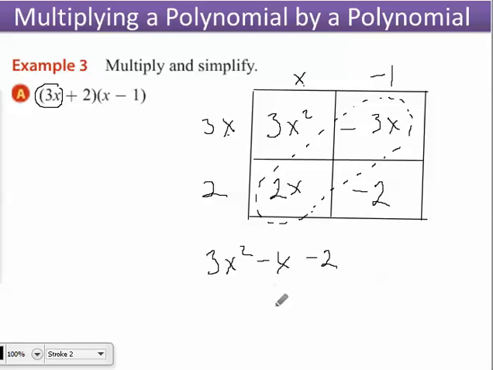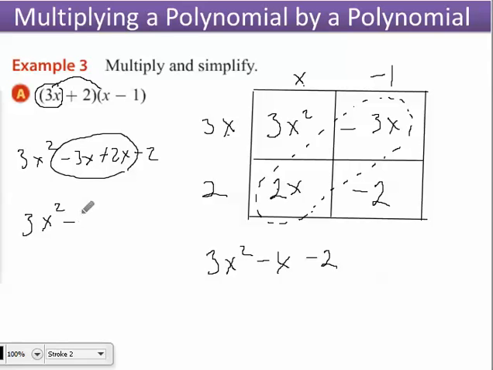Ta-da. Now, if you want to check this by doing FOIL, you're welcome to do so. 3x times x gives me a 3x squared. 3x times minus 1 is a minus 3x. 2x times x gives me a 2x. 2 times minus 1 gives me a minus 2. These are like terms here, so they can be combined together, and I get 3x squared minus x minus 2.